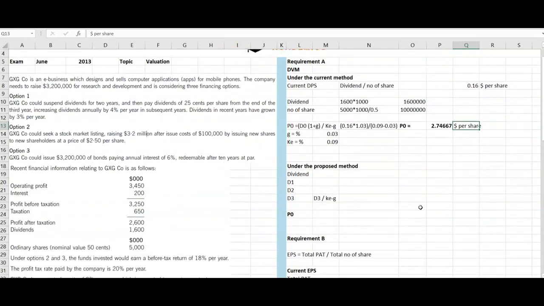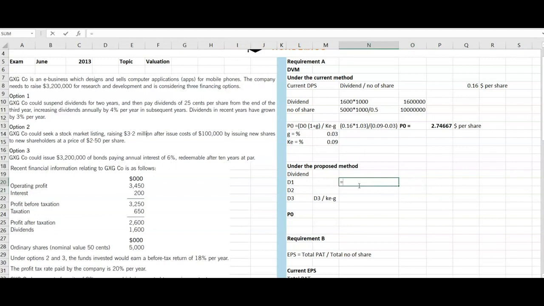Okay, so we'll start from this. The number they have given is the D3 number. So what we have to do is D3 divided by KE minus G. If you do this, you will get the D2 number. Then if you use the discounted value, you can multiply and you'll get the D0 value. So we'll work it out like this.